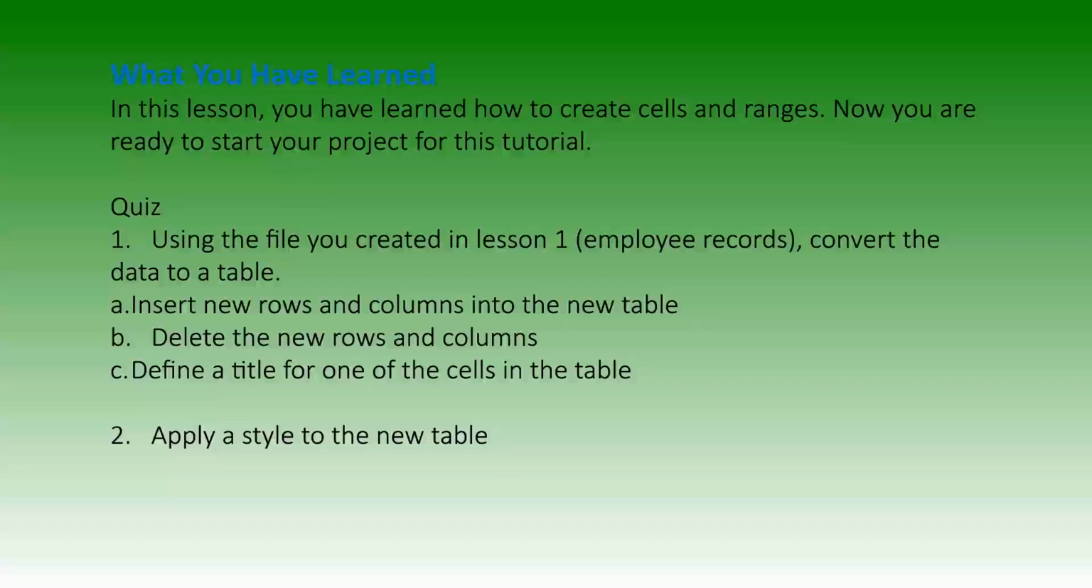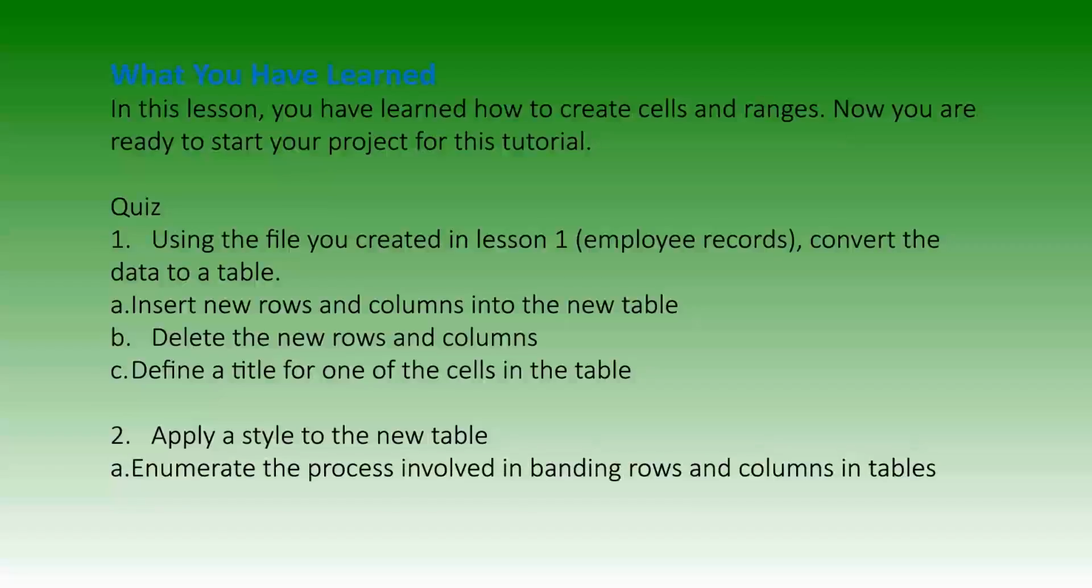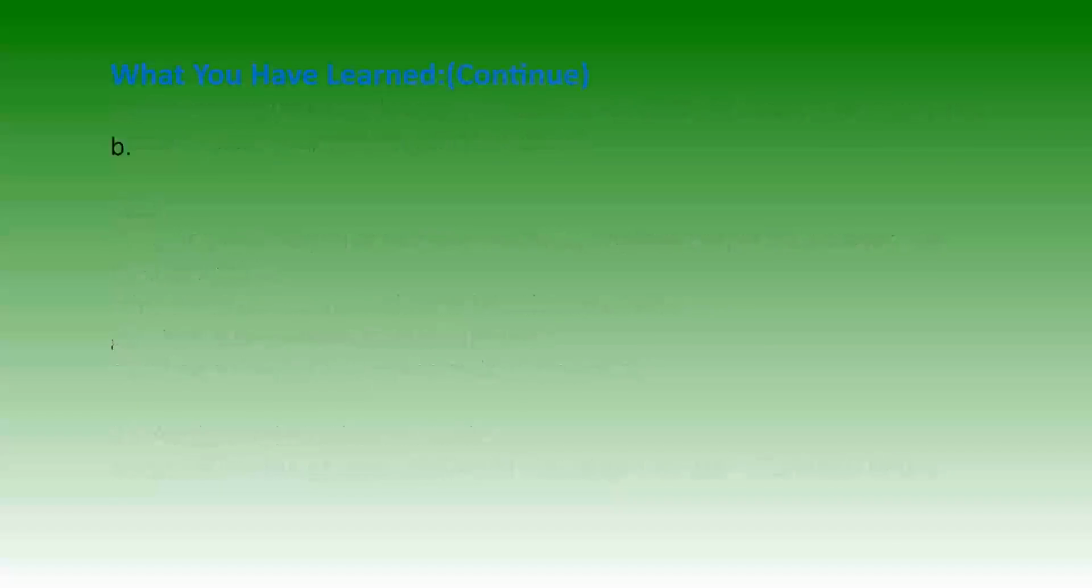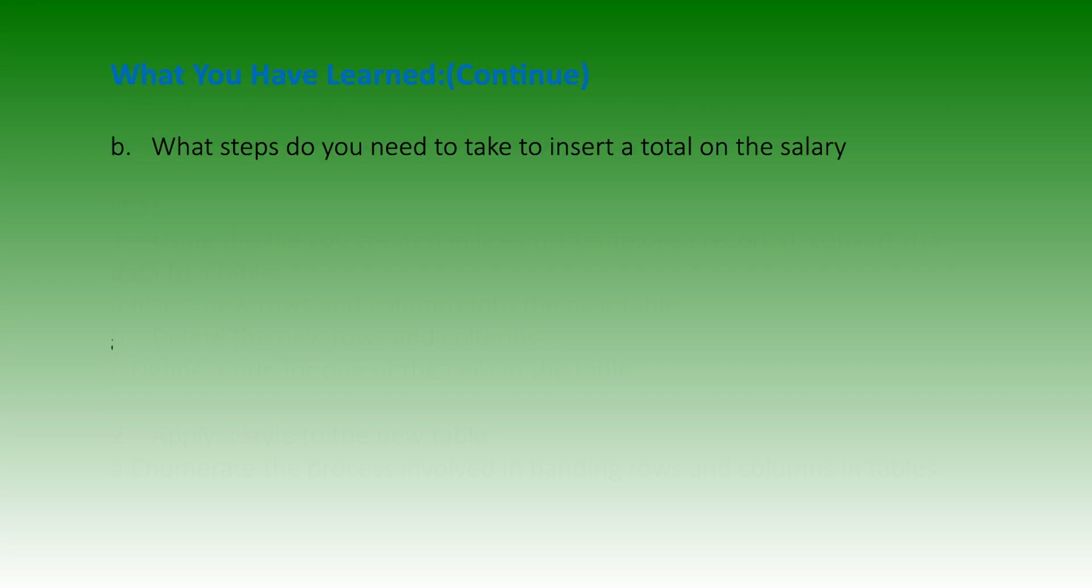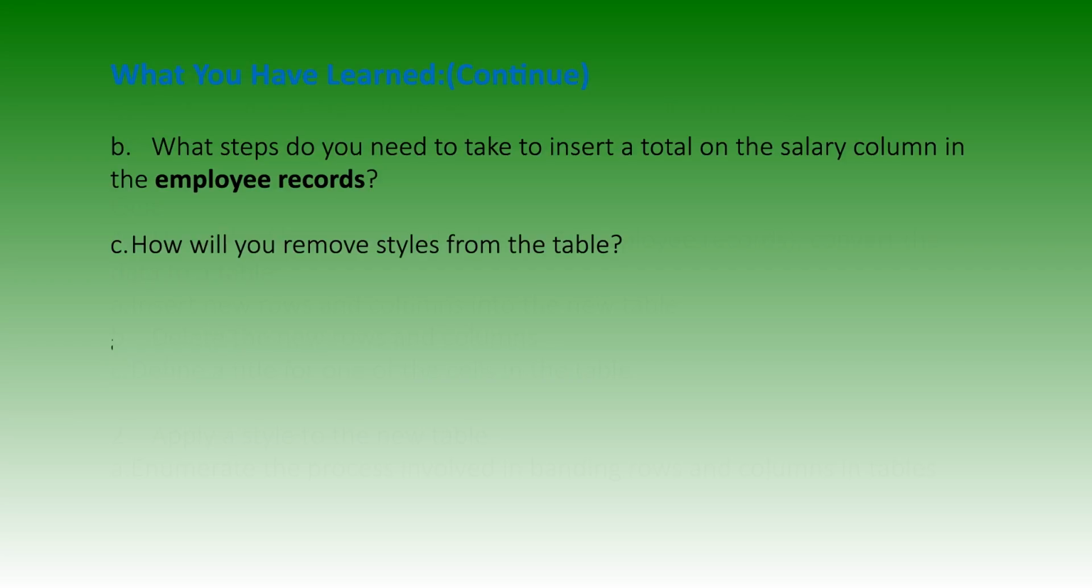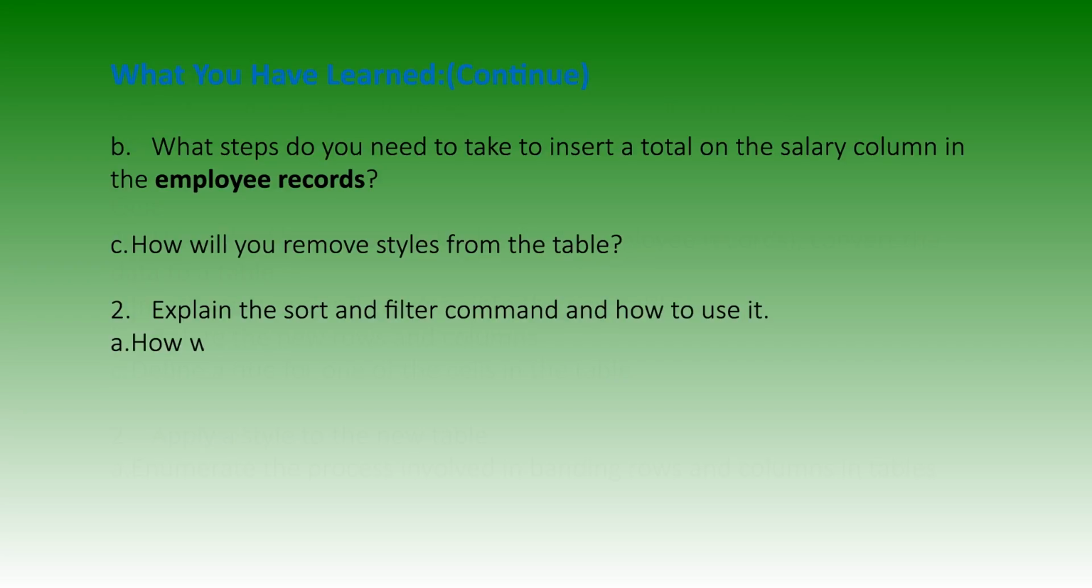A. Enumerate the process involved in banding rows and columns in tables. B. What steps do you need to take in order to insert total on the salary column in the employee records? C. How can you remove styles from the table? 2. Explain the Sort and Filter command and how to use it. A. How will you remove duplicate data from the table?